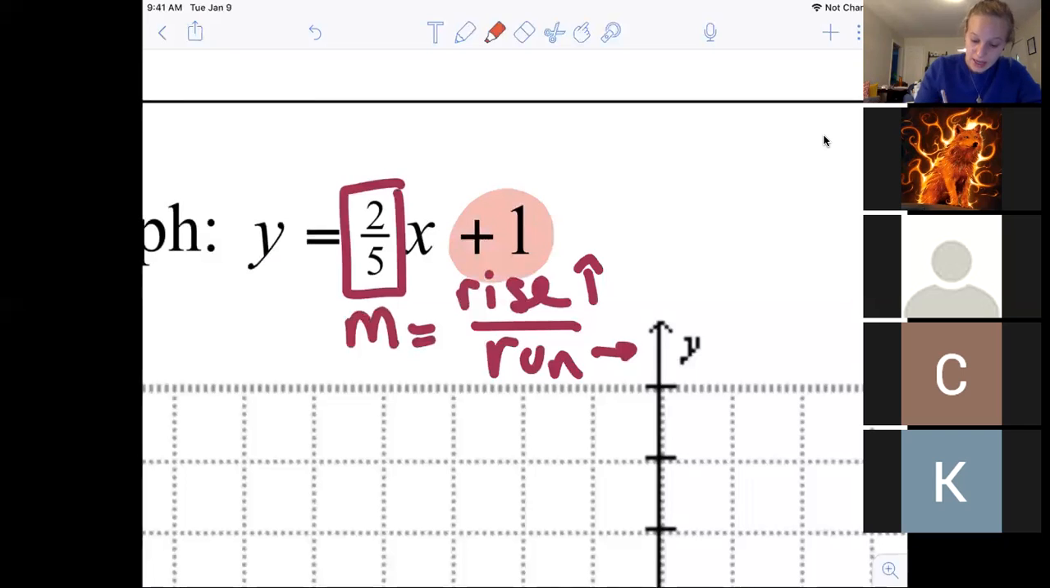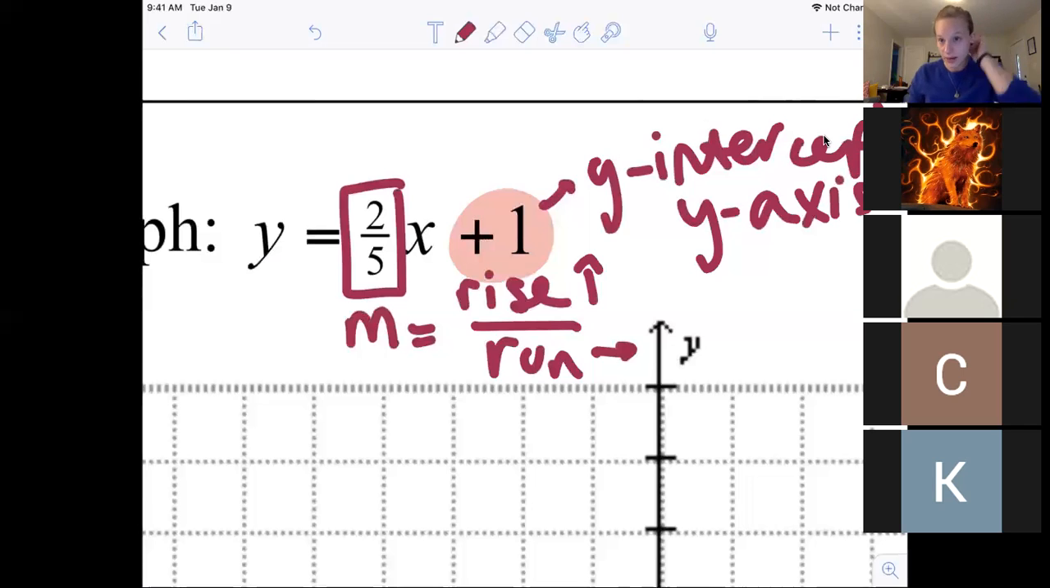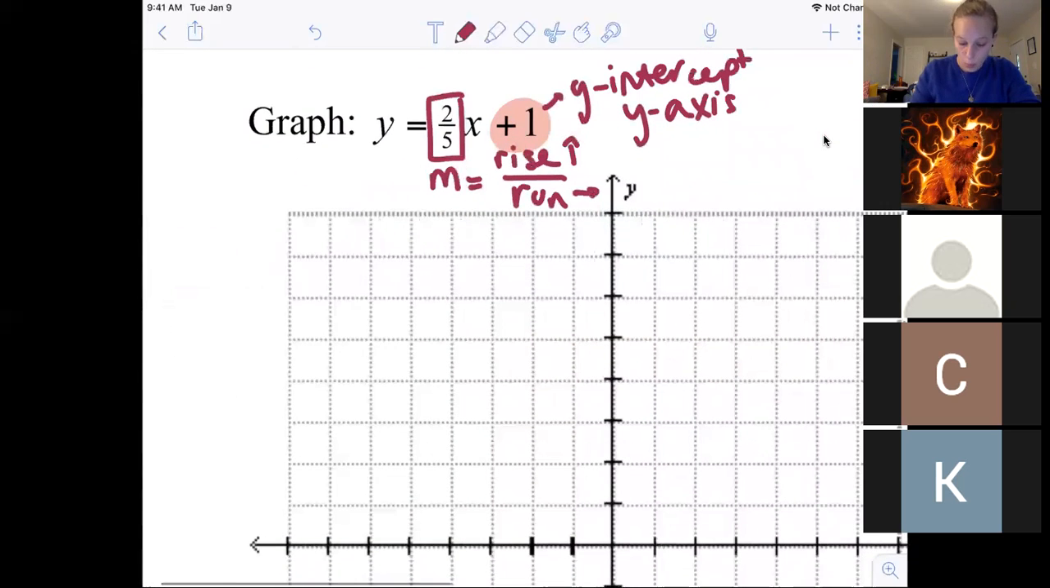This guy is your y-intercept, and y-intercepts go on the y-axis. This is a super, super common mistake I've seen with you guys already this year. Maybe not you individually, but you as a geometry cohort I've seen. It's on the y-axis. Don't put it on the x-axis, put it on the y-axis. So I'm going to go to 1, and then I'm going to go up 2, and then right 5. Up 2, and then right 5. 1, 2, 3, 4, 5.